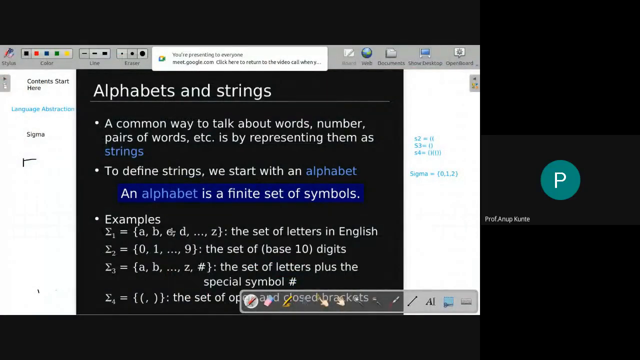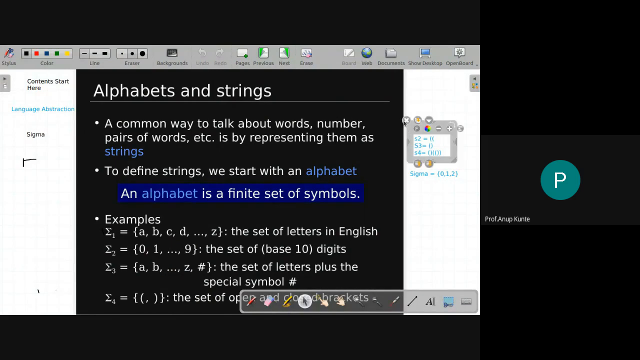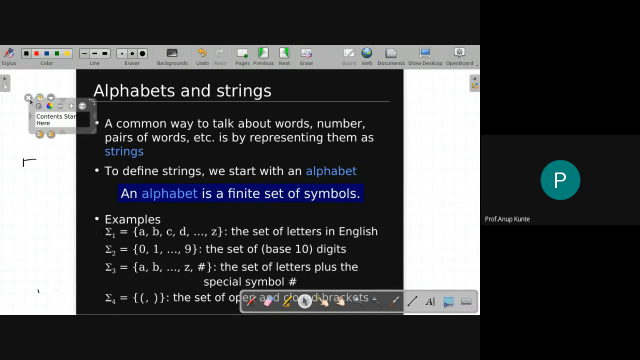Okay, good morning all. So let us continue the discussion that we were into during the last session. We were talking about what we mean by language abstraction. Let me first clear a few things from the screen. Okay, so what we were learning about was a thing called language abstraction.